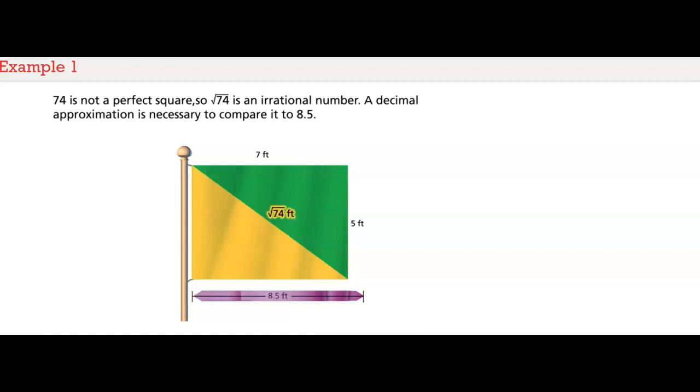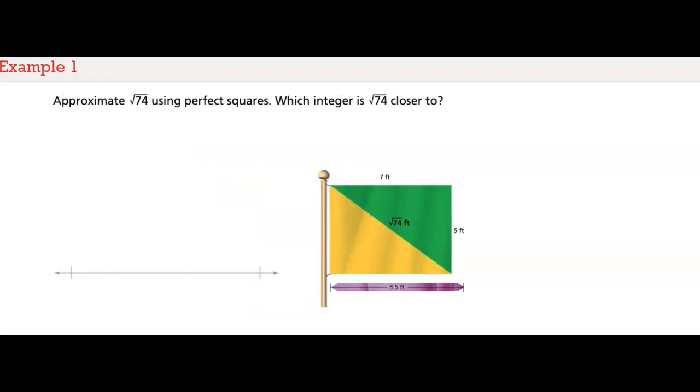74 is not a perfect square. So the square root of 74 is an irrational number. Therefore, you need to use a decimal approximation to compare it to 8 5/10. So Darcy can use a number line to approximate the square root of 74 using perfect squares. Because the square root of 74 lies between the two consecutive perfect squares 64 and 81, the square root of 74 is located somewhere between.